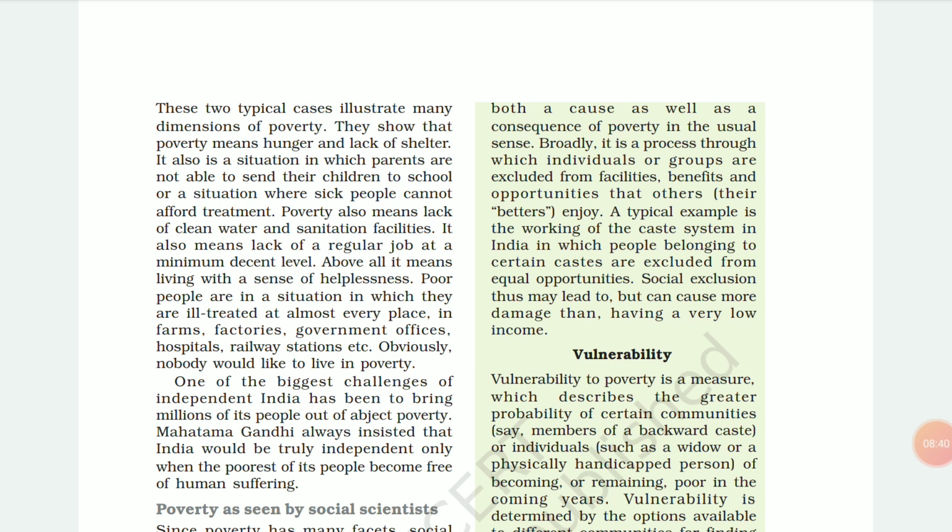Then there is lack of shelter. Both the families, if you see, lived in a kacha house. They never had a good house for themselves, where a good house does not mean a bungalow.